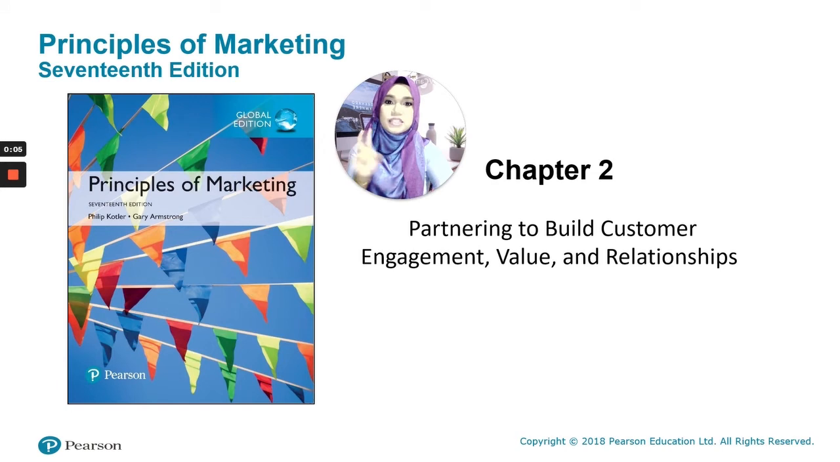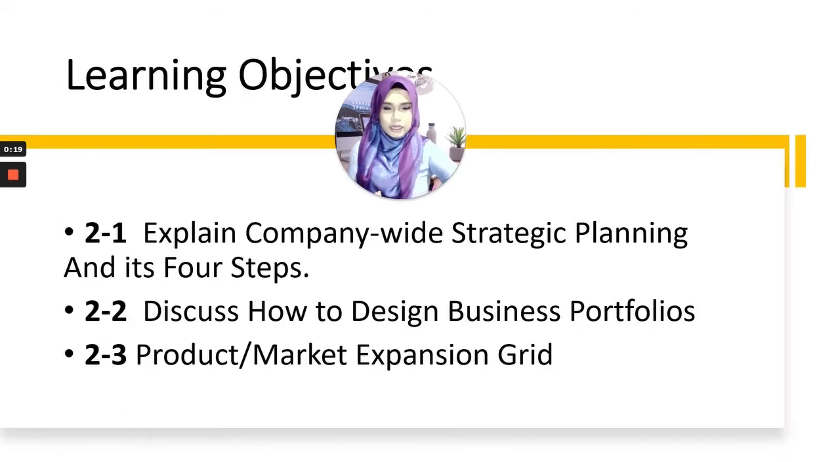So welcome to the second chapter of MKT420, and in this chapter, we're going to learn about partnering to build customer engagement, value and also relationship. Basically, this chapter 2 is very short, and there are only 3 things that we're going to learn, the first one being to explain the company-wide strategic planning and its 4 steps. This is important because you need to know what the 4 steps in strategic planning are.